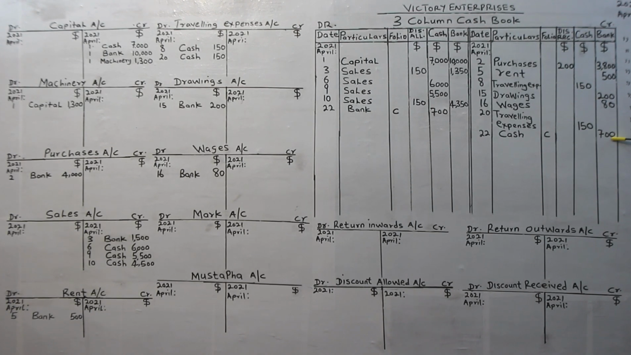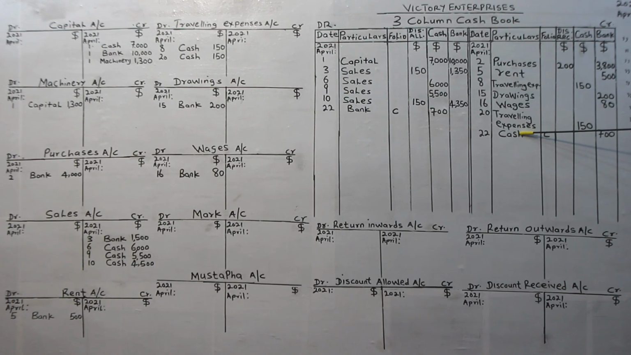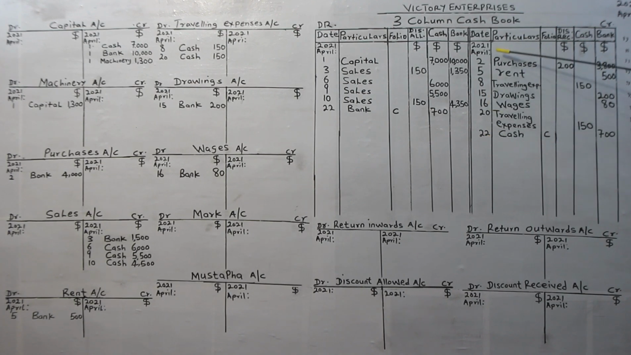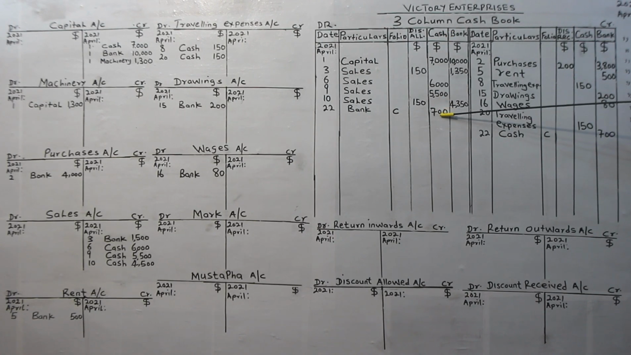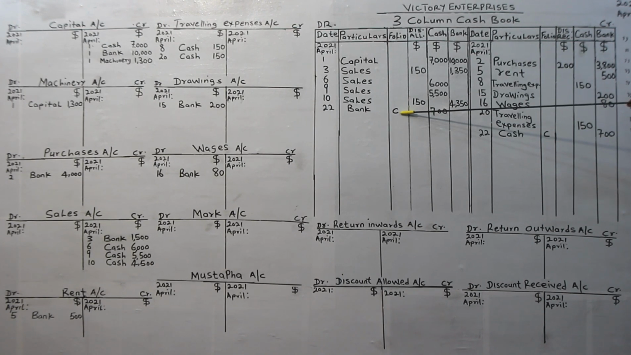And where is the money being sent to? To cash. It is called contra entry. This occurred on the 22nd of April 2021. Cash was withdrawn from the bank, which means that the bank column gave out the cash. And where did the cash go to? It moved from the bank column inside the cash column, thereby increasing the amount in the cash till by $700. It is represented by C, which shows that it is a contra entry.